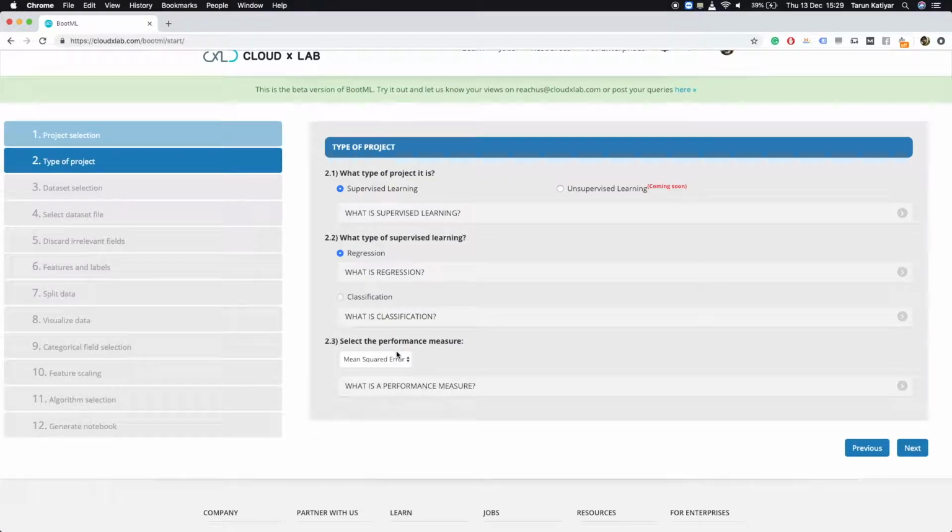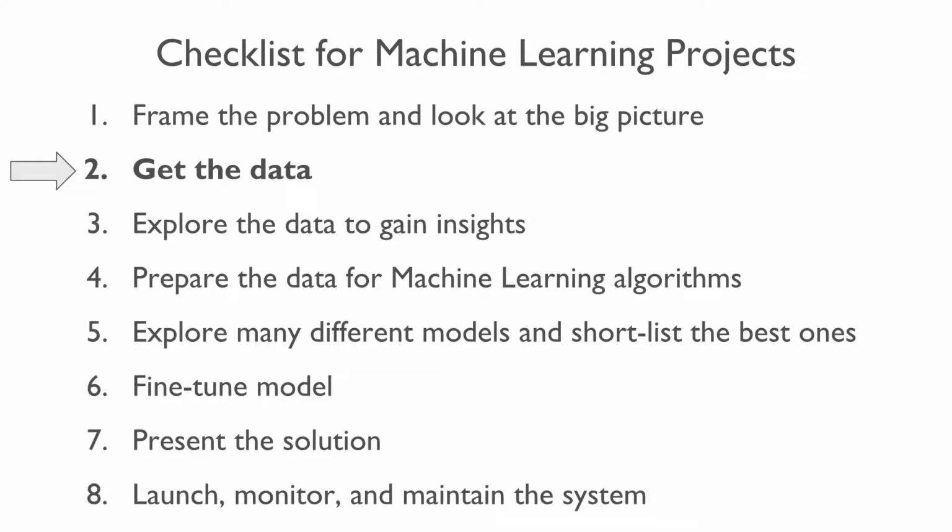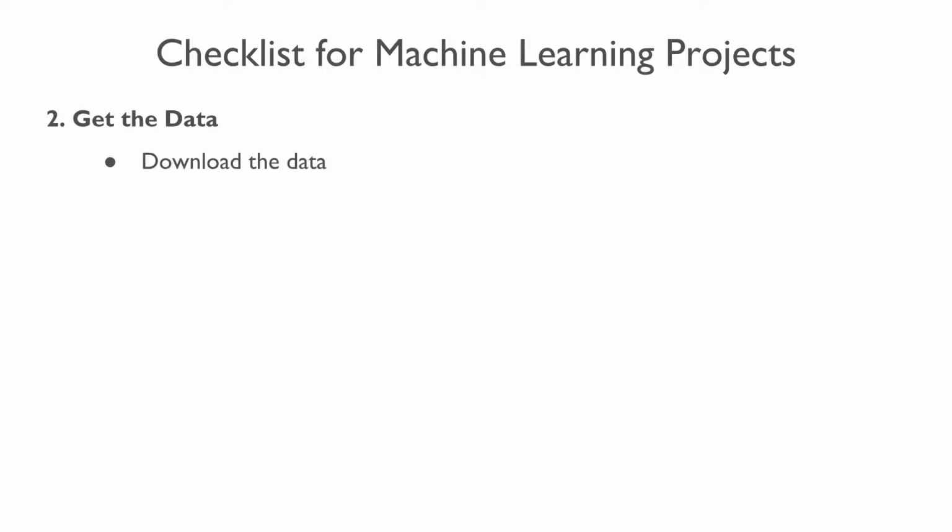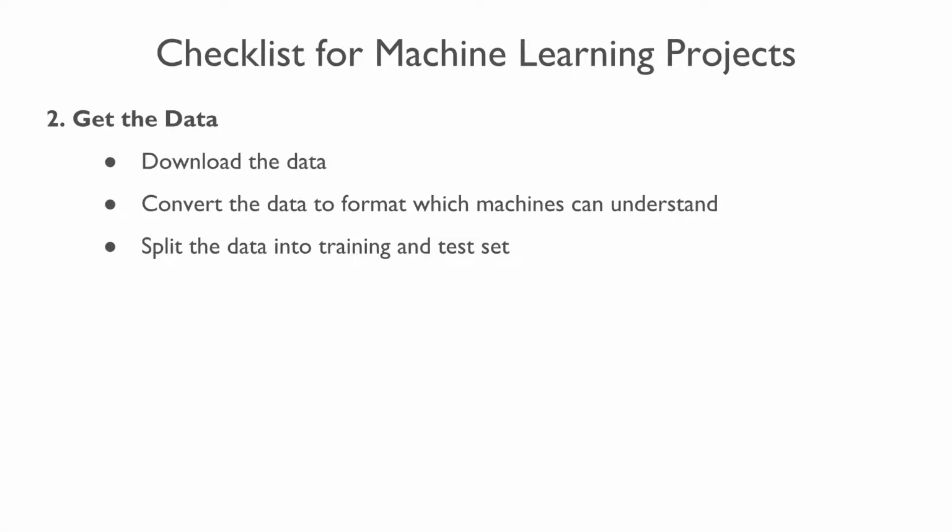Let's go back to the checklist. The second step in the checklist is to get the data. The first task in getting the data is to download or obtain the data on which the model can be trained. The second task is to convert the data into the format which machines can understand, and the third task is to split the data into training and test set. Let's look at each task in detail.